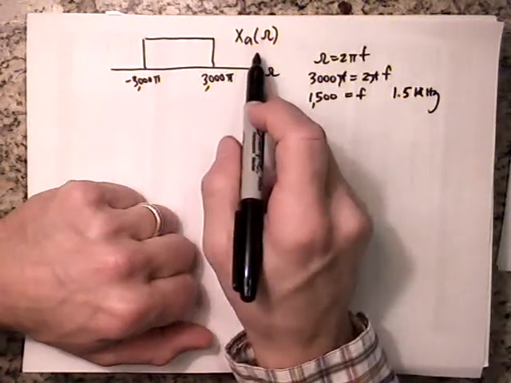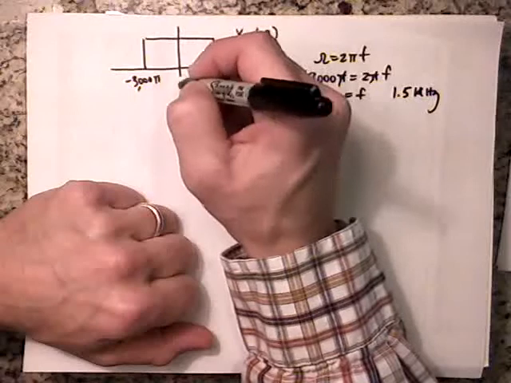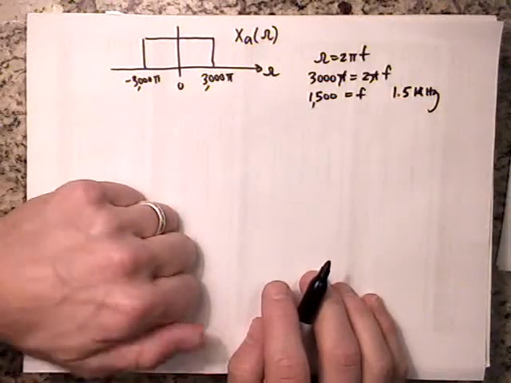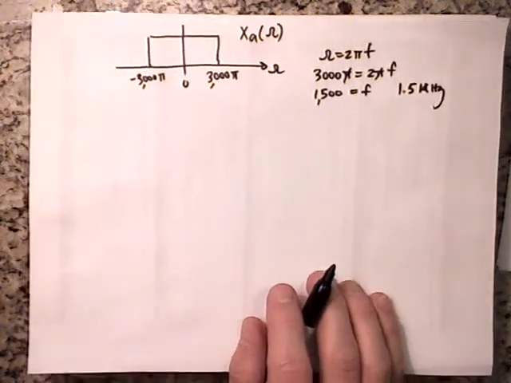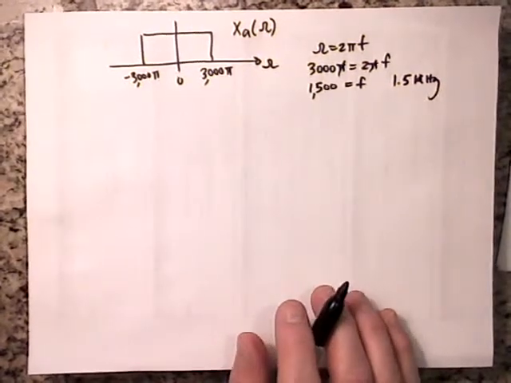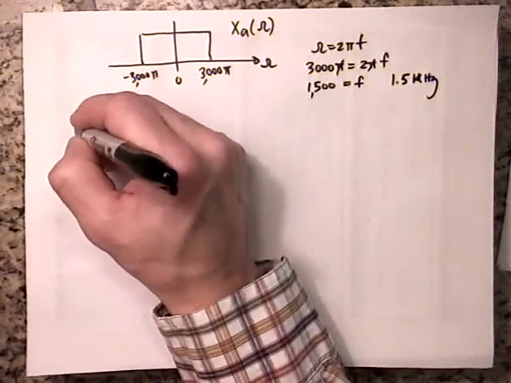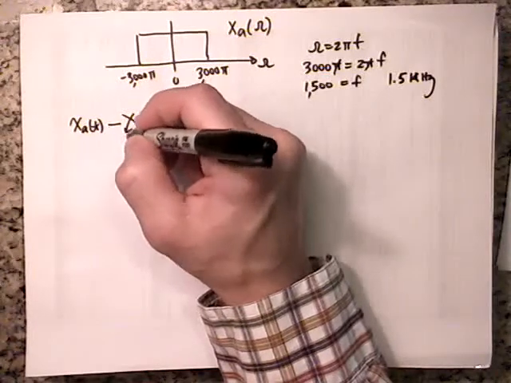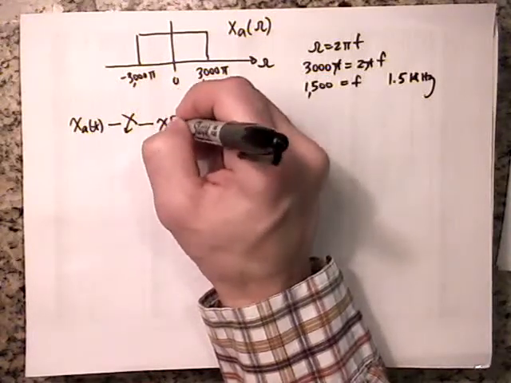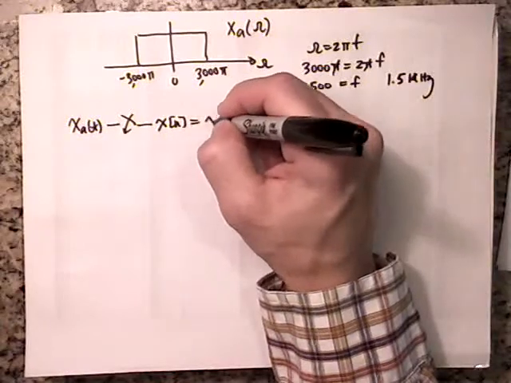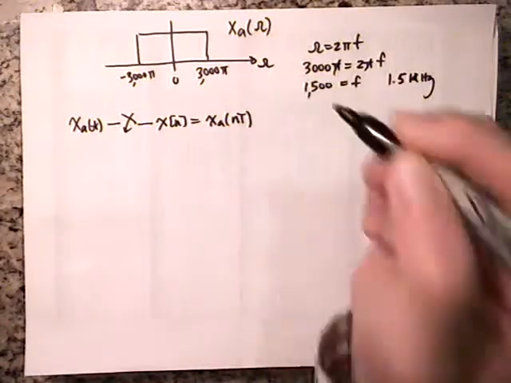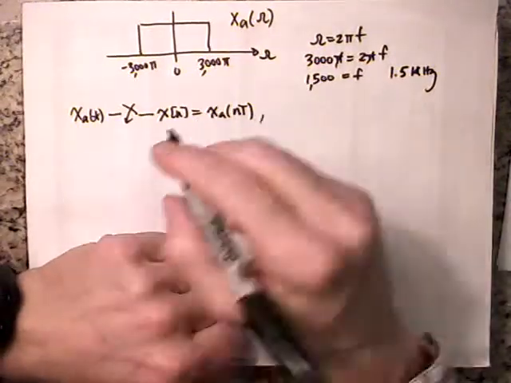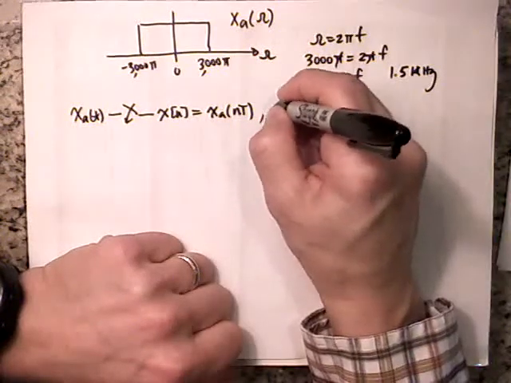So I've got a signal x_a(t) that's band limited to 1.5 kilohertz. And I want to explore what happens if I take this signal x_a(t) and I sample it to get x[n] for, let's try a couple different values.